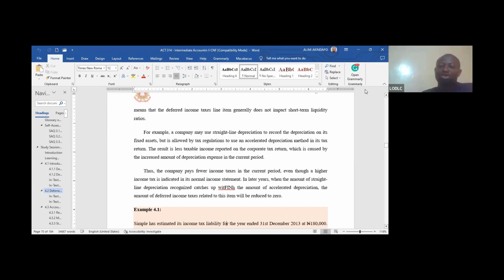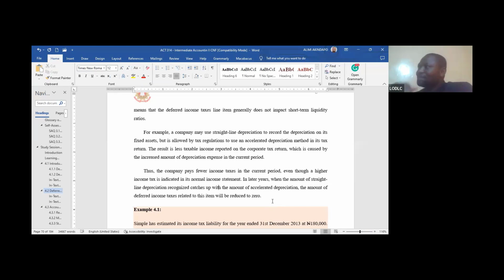So, for example, a company may use straight-line depreciation to record depreciation on its fixed assets, but it's allowed by tax regulations to use an accelerated depreciation method in its tax return. The result is less taxable income reported on the corporate tax return, which is caused by the increased amount of depreciation expense in the current period. Thus, the company pays fewer income taxes in the current period, even though a higher income tax is indicated in its normal income statement. In later years, when the amount of straight-line depreciation recognized catches up with the amount of accelerated depreciation, the amount of deferred income taxes related to this item will be reduced to zero.